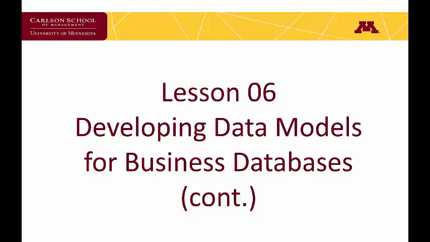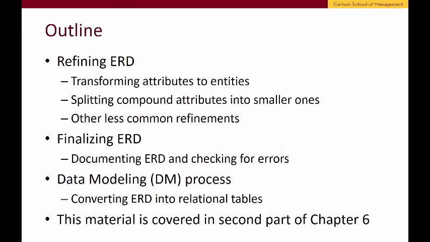This is the 11th in a series of video-based lessons that will continue with the process of translating business requirements into a final entity relationship diagram, or ERD, for a data model of moderate difficulty. In this video, we continue with our moderately complex water utility data model. We will go through the remaining two stages of the DM process. Number 3, refining ERD, which consists of a number of transformations, some more common than others, and number 4, finalizing ERD with documentation and error checking.